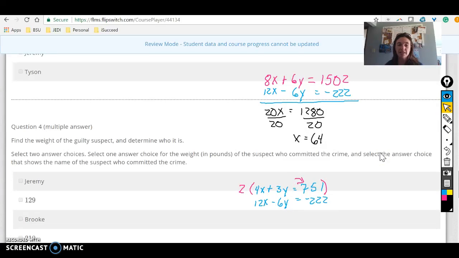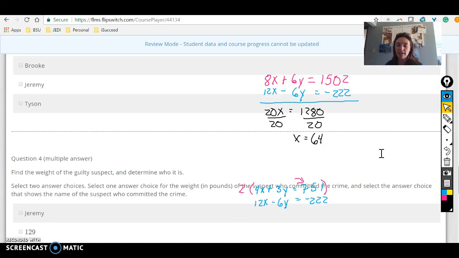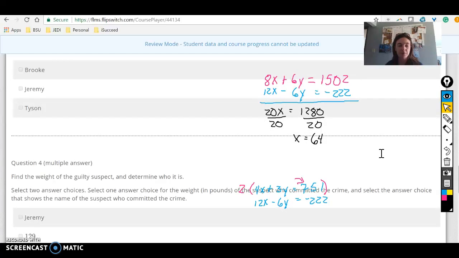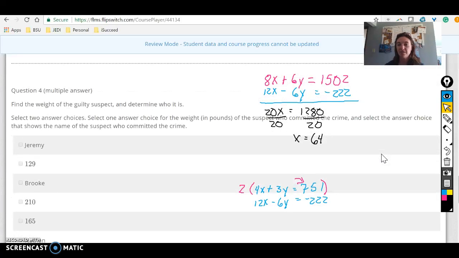Okay, so basically what I want to do is solve for y. I know x is 64, and the next problem says find the weight of the guilty suspect. And remember, weight is represented by y. So I've got multiple options for solving for y. I can plug x into here, here, or here. I've got 3 different equations that are all going to help me solve for y, whichever one is easiest.